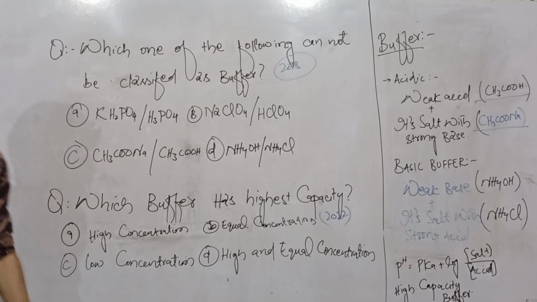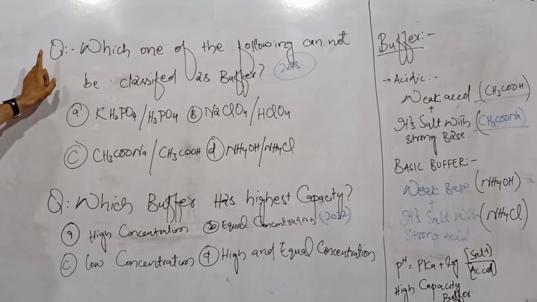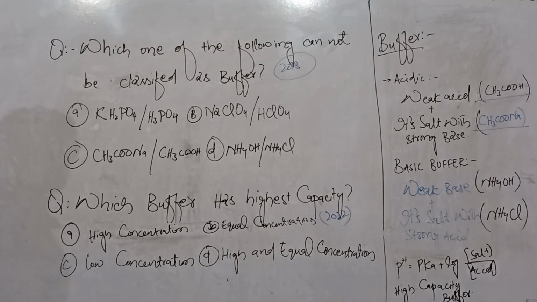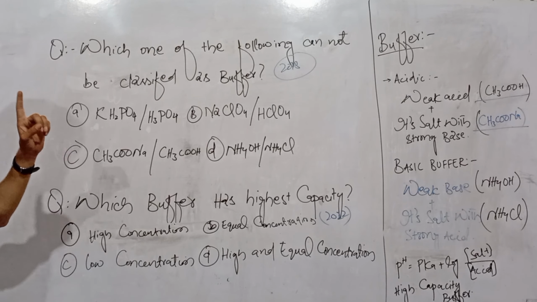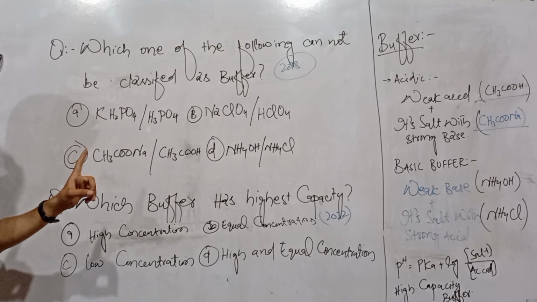So now we have to solve the question with the help of the concepts we learned. Which one of the following cannot be classified as a buffer? For a buffer, we must have a weak acid and its salt with a strong base. So we must find a strong acid. That will not be a buffer.